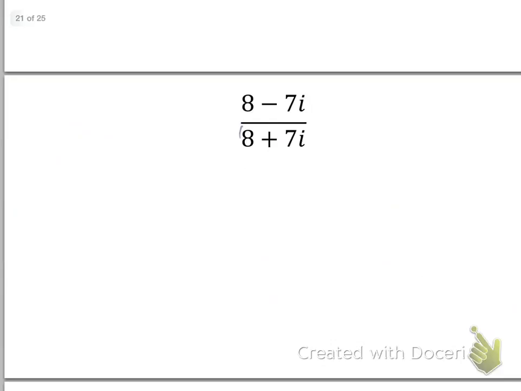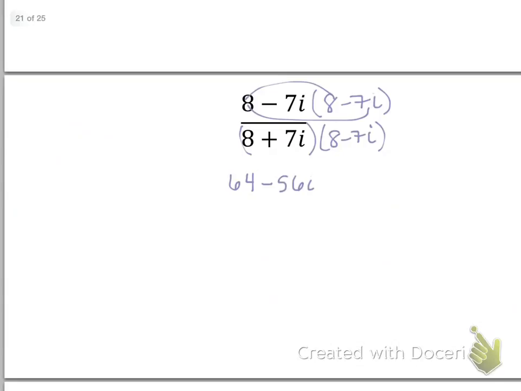Getting rid of the 7i on the bottom, we're going to multiply by 8 minus 7i on top and bottom. So if we do our first, we get 64. Outside, minus 56i. Inside, minus 56i. And then my last, a positive 49i squared.